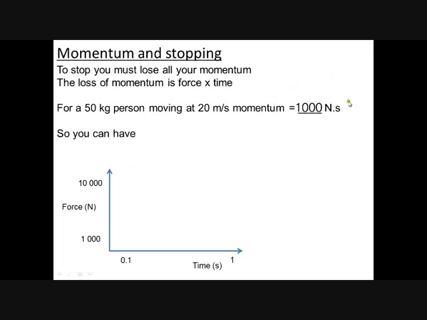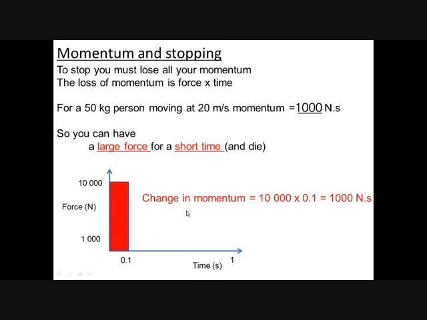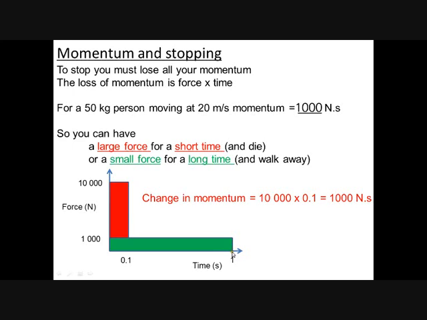So your choices about how to lose your 1,000 Newton seconds of momentum are either to have a very big force for a short time, which is likely to kill you. 10,000 Newton force is quite a big force to have on your body. So you can have 10,000 Newtons for 0.1 seconds if you stop very quickly. But if you can make it take a whole second to stop, then you can have 1,000 Newtons for a whole second. The same change in momentum, but the force is only a tenth as big, and therefore you're much more likely to survive the accident.